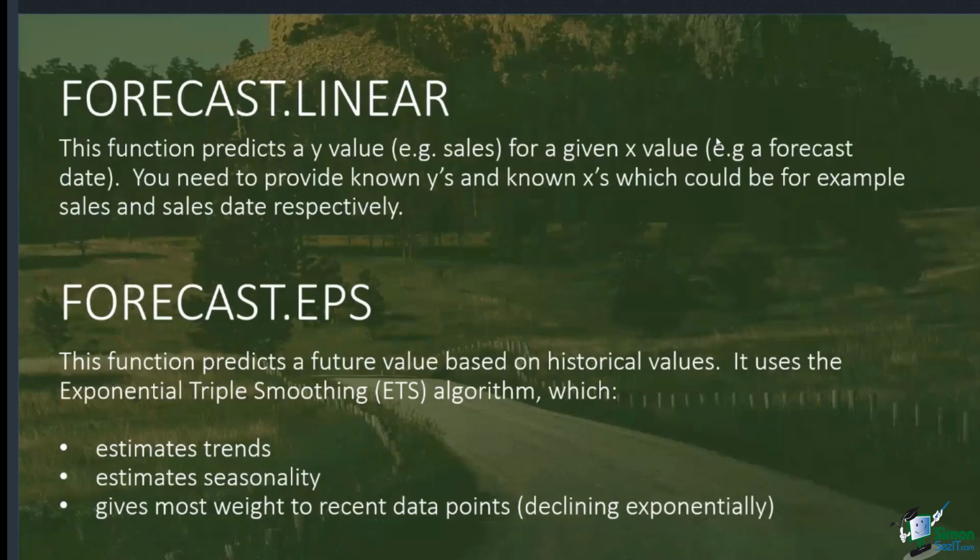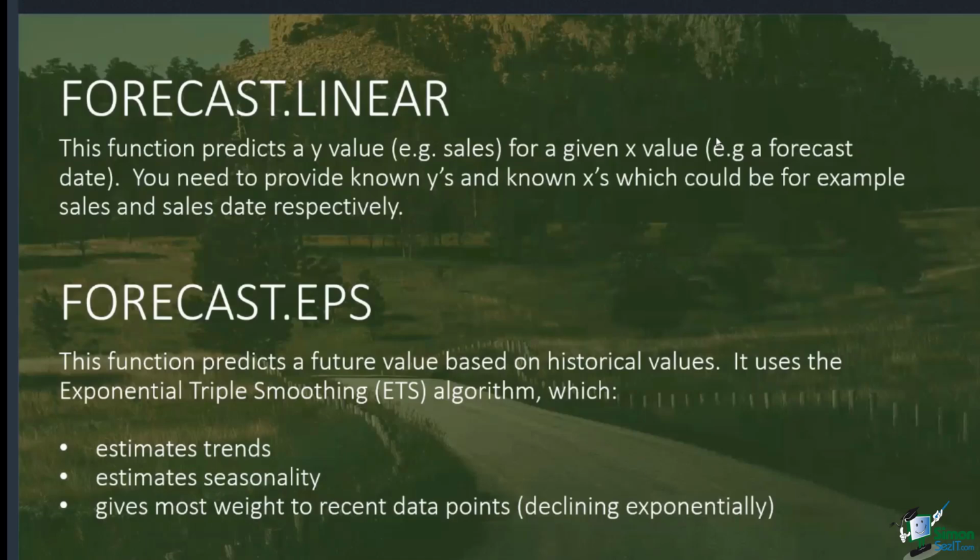In order to get your forecast using the FORECAST.LINEAR function. The other one that you might see in use, which is fairly common, is FORECAST.ETS. I've put EPS there, it's ETS. I'm sorry, I've made a typo there. It stands for exponential triple smoothing.